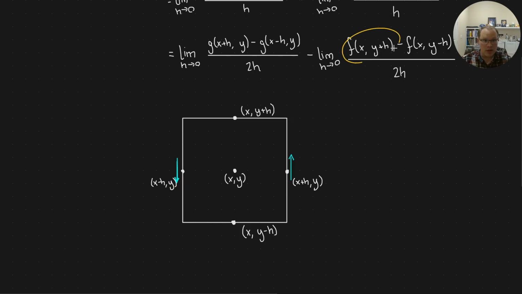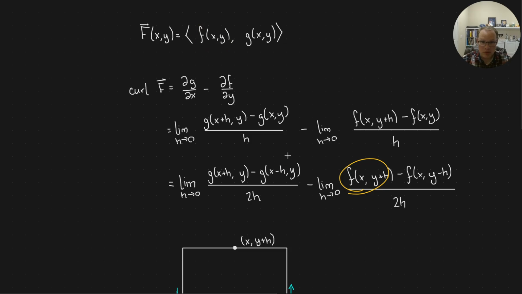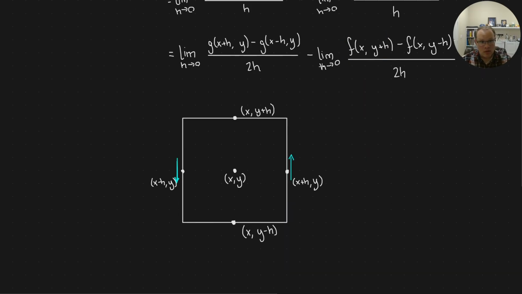All right. Similarly, let's look at this guy, f of x comma y plus h. That's this point here. f is the x component of the vector field. That's this one here. So we're measuring how much the vector field is going left and right. And because there's a minus in front of it, when we distribute that negative, it's minus. We're measuring the vector field going in the negative x direction. Measuring how much of the vector field is going in this direction, in the negative x direction.